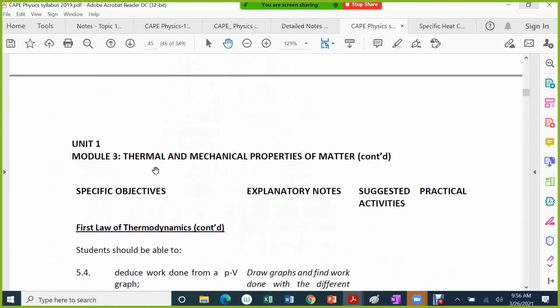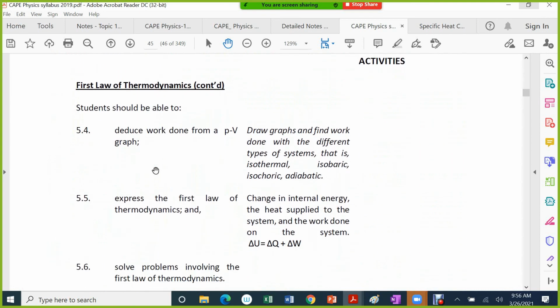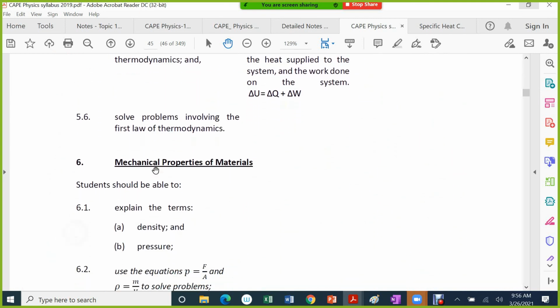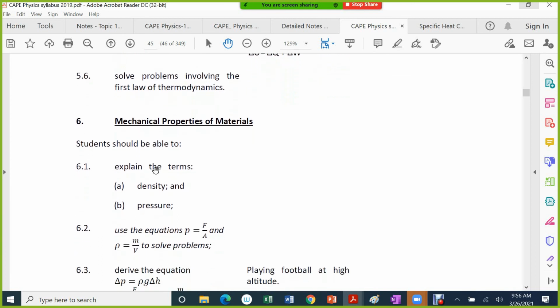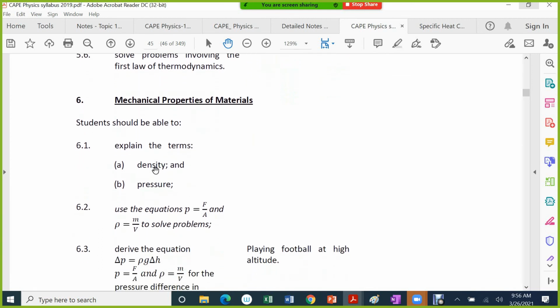Then we're going to move on to what we call the first law of thermodynamics, right? And from there, we then move on to the last part now. We're closer to the end. We can finish this in good time.